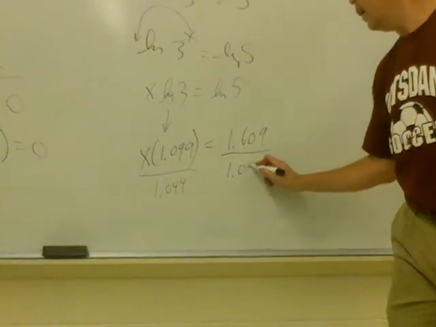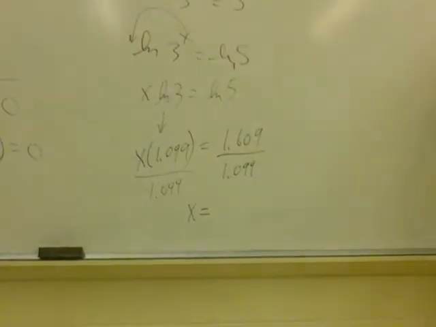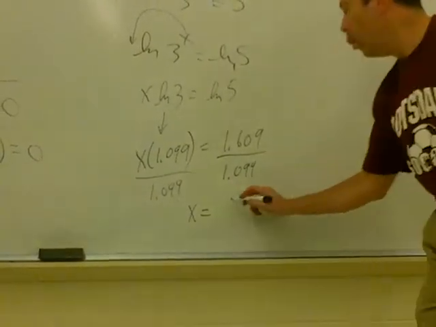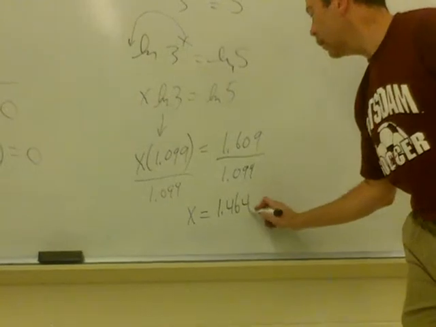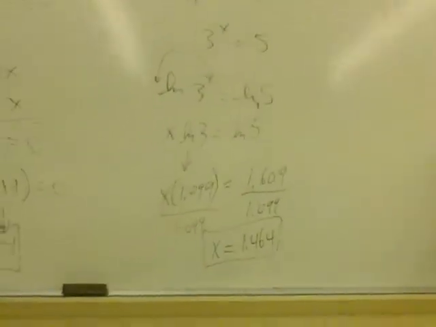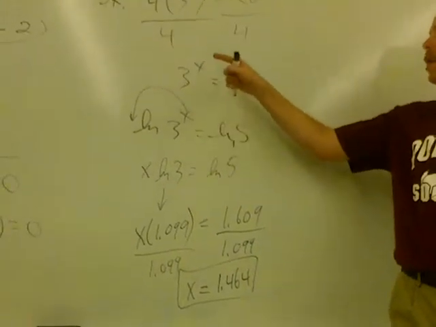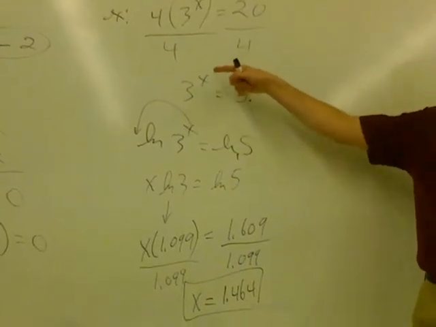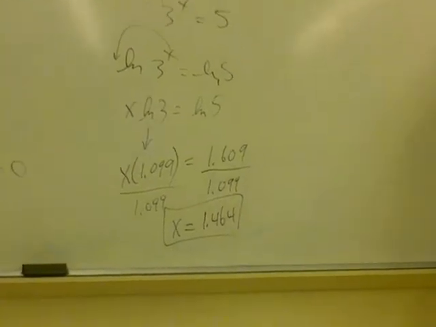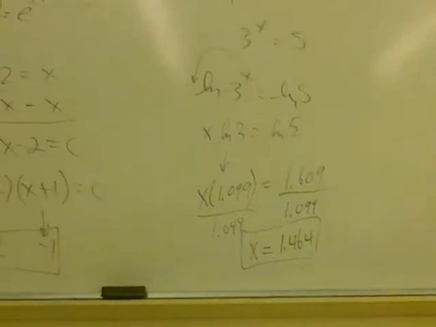This is hardcore. x is 1.464. And then you could check to see if it works by plugging it in. As Justin just suggested, we could check 1.464 by doing 3 to the 1.464 and see if we get 5, and we should. It's close. It's never exactly 5 because it's always a decimal.